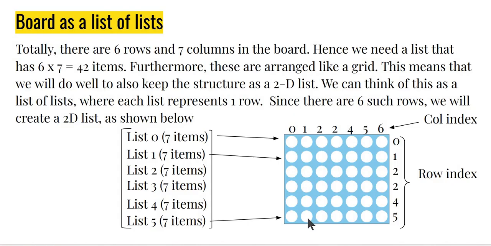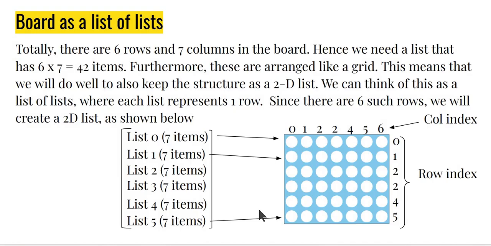Now, in order for the game to proceed, we need to know the state of each of these circles. What I mean by state is, is the circle empty? Does the circle have a player coin, or does the circle have, let's say, a computer coin? So really, each circle can have three possibilities: empty, player coin, or computer coin. We need to know this. And in order to do this, we will create a list of lists.